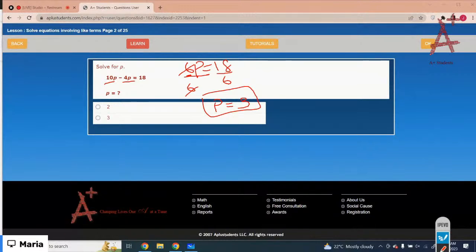Like terms are the terms that have the same variables. So 10p and 4p are like terms. Just subtract, there you have a subtraction sign between them. So subtract their coefficients. Just do 10 take away 4, which is 6. It would be 6p equals 18, so it would be p equals 3.